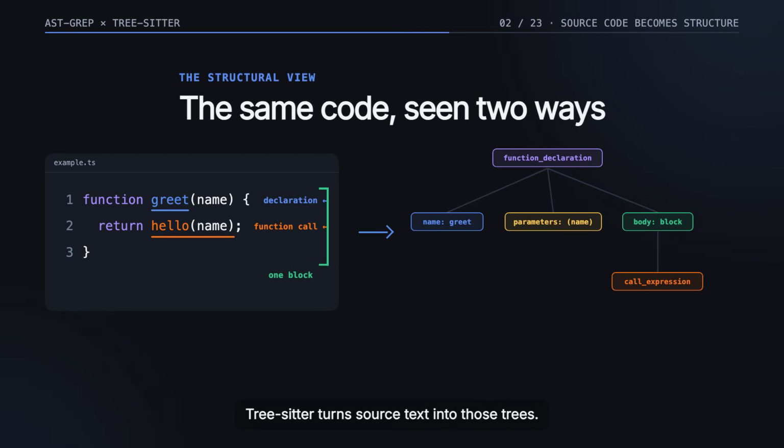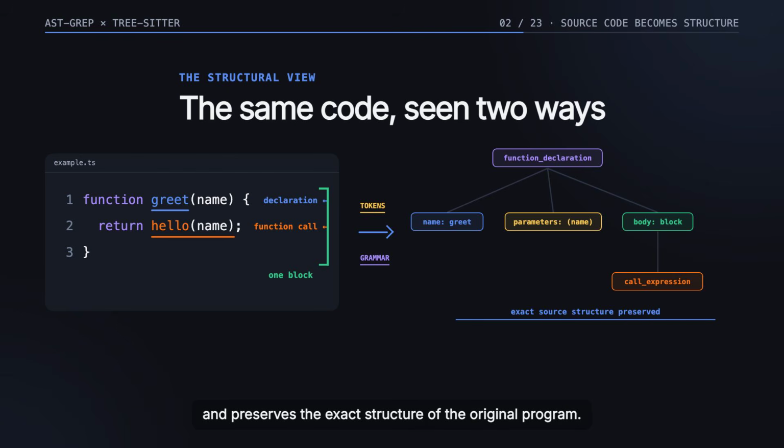Tree-sitter turns source text into those trees. It recognizes tokens, applies a language grammar, and preserves the exact structure of the original program. The result is concrete enough for an editor, a search tool, or a coding agent to navigate and change code without pretending it is ordinary prose.